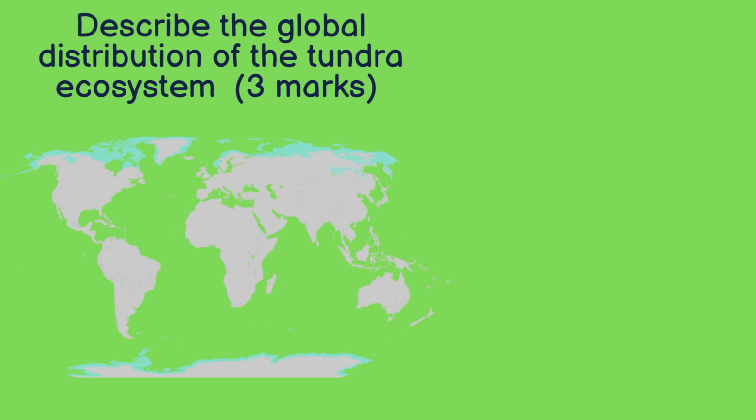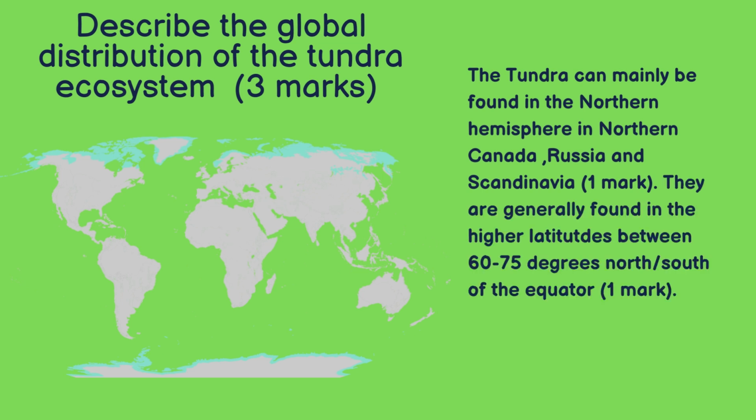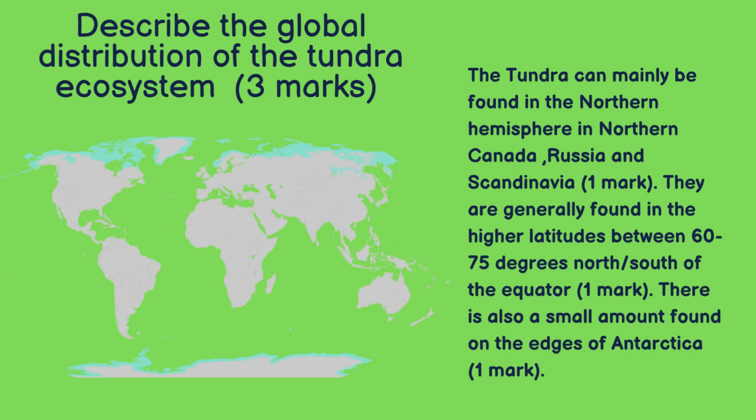So, let's take a look and describe the global distribution of the tundra ecosystem. 3 marks. Well, the tundra can mainly be found in the northern hemisphere, in northern Canada, Russia and Scandinavia. There's 1 mark. They are generally found in the higher latitudes between 60 to 75 degrees, north and south of the equator. There's another mark. And finally, there is a small amount found on the edges of Antarctica in the southern hemisphere. There's your third mark. Latitude, compass directions, locational knowledge, 3 marks.